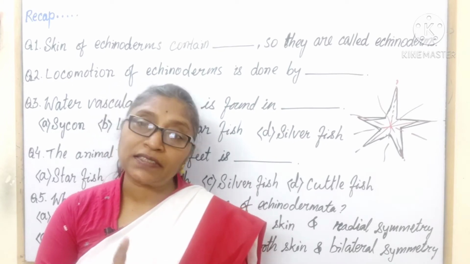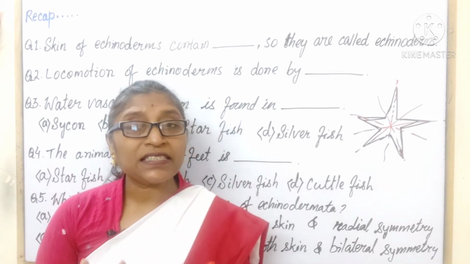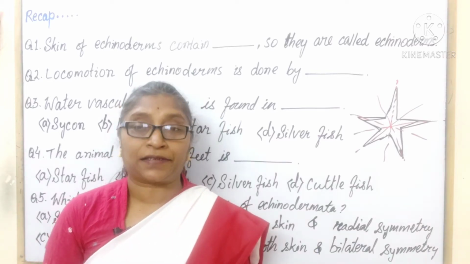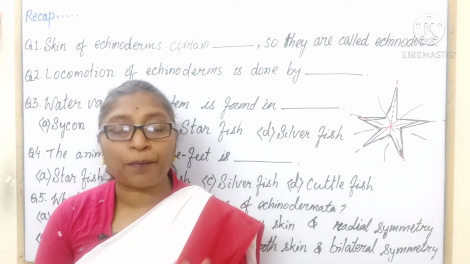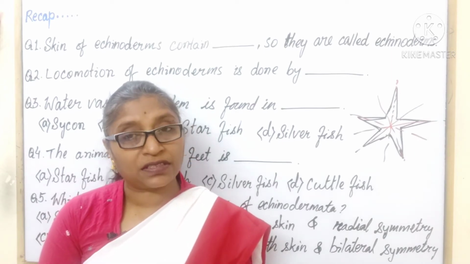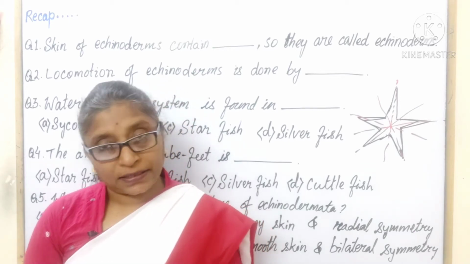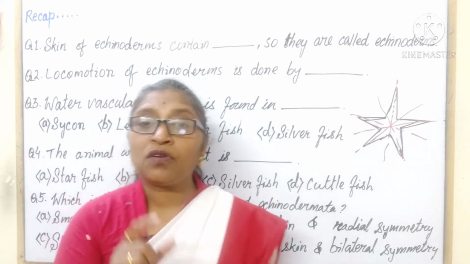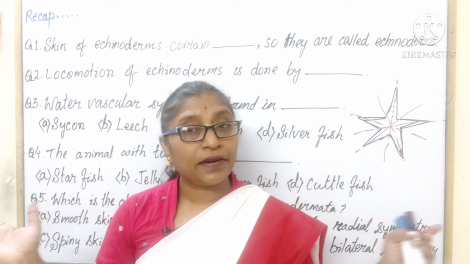The fertilization is external. Even though sexes are separate, the sexual dimorphism is not distinct. But these are dioecious animals. Fertilization is external, development is indirect through some free-swimming larval forms like Bipinnaria larva, Doliolaria, etc. Echinoderms have the nervous system with circumoral nerve ring and the radial nerves.